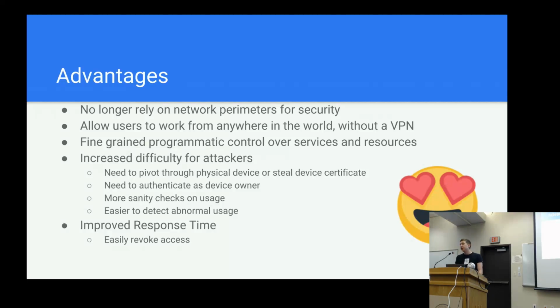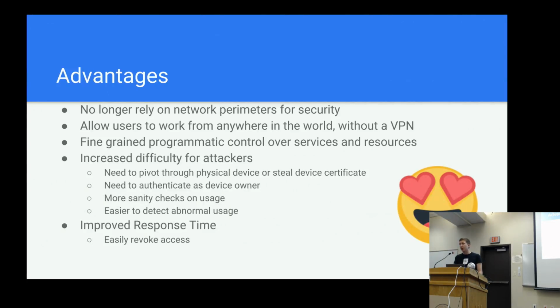Another advantage, that you can use as a buzzword to promote this at your company someday, is that we allow users to work from anywhere in the world without a VPN now, which improves developer velocity. Got to have that. And fine-grained programmatic control over services and resources. So it's very easy for us from a centralized point to say this user has access to these things on these services, and it's super easy to define. And the main reason we want to do this, from a security perspective, is that it makes it a lot more difficult for attackers. This would not be as fun for red teaming, or maybe more fun because it'd be more challenging, I guess.